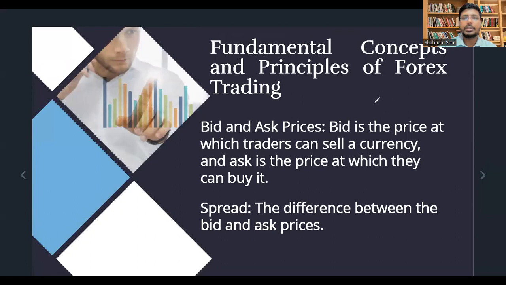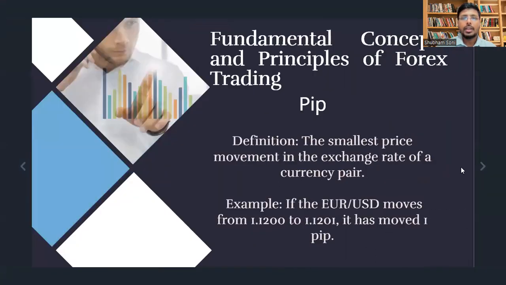So let's take an example. Imagine that you want to sell US dollar and you would want to sell this, just a hypothetical example, at 85. So this is the bid price, and somebody is willing to buy at 86. So this is the ask price. Now the difference between two, which is 1, this is known as spread. Does that make sense? I hope you're able to understand, right? Yes. So this is bid and ask price, and the difference between the bid and ask price is known as spread.